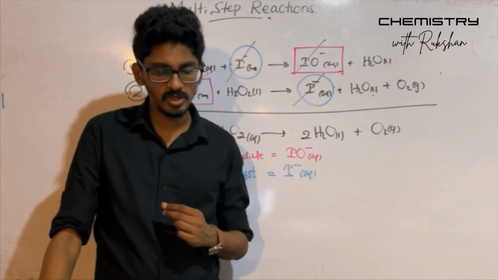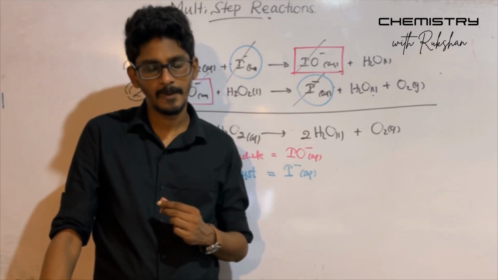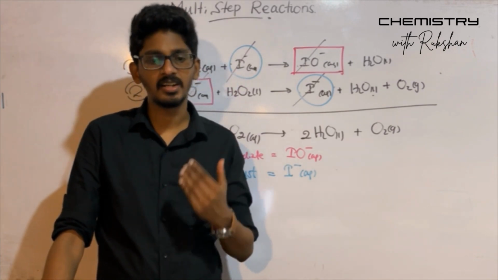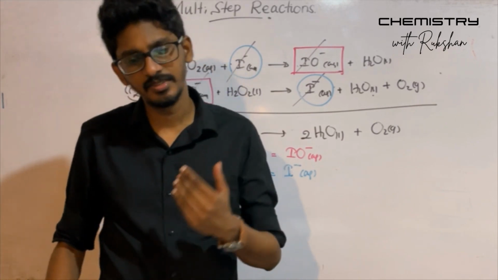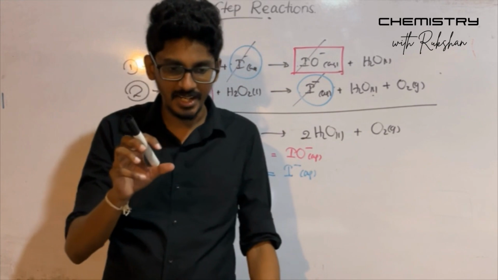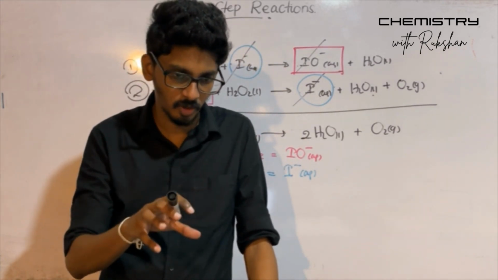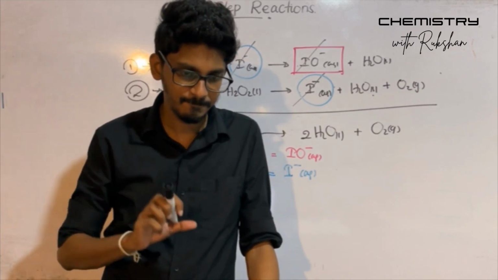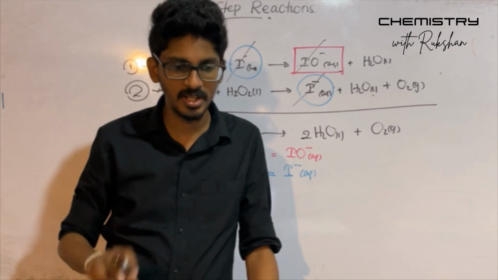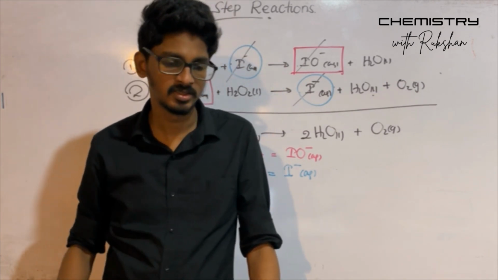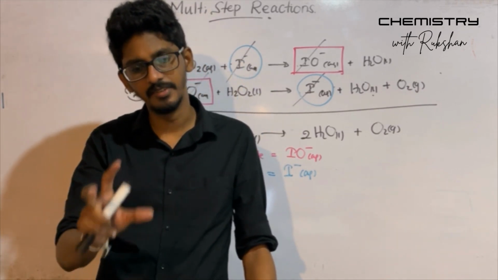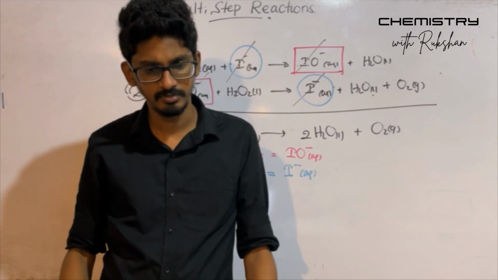So another thing to discuss. We normally know that if there is an intermediate involved, definitely it is going to be a multistep reaction. We had discussed that even in the last lesson. If there is an intermediate, definitely it's a multistep reaction.